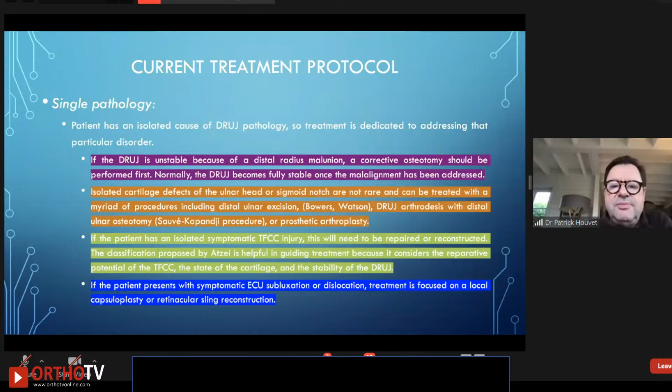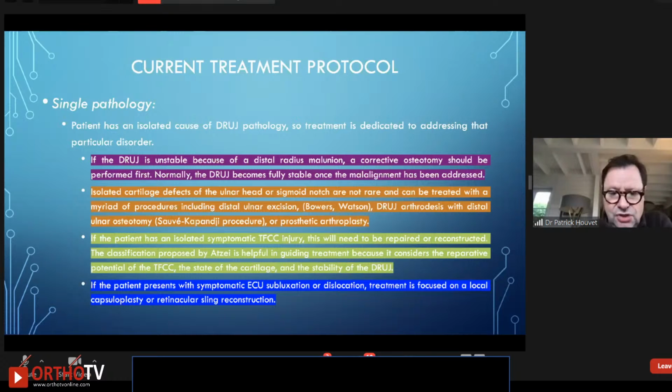If the DRUJ is unstable because of a distal radial malunion, a corrective osteotomy should be performed first, and normally the joint becomes fully stable once the malalignment has been addressed. Isolated cartilage defects of the ulnar head or sigmoid notch are not rare and can be treated with a myriad of procedures, including distal ulnar excision, or Watson, or arthrodesis with distal ulnar osteotomy, that is the Sauvé-Kapandji procedure, or even prosthetic arthroplasty. If the patient has an isolated symptomatic TFCC injury, this will need to be repaired or reconstructed.